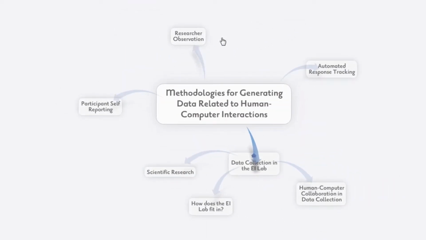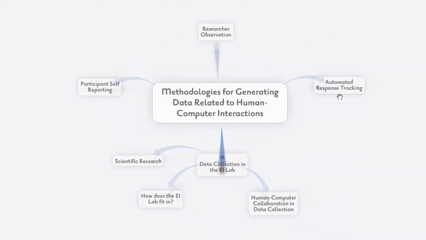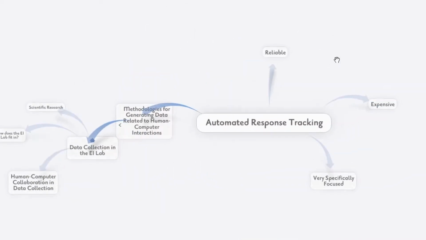Direct observation of activity in a controlled setting often achieves higher levels of reliability, but can be time-consuming and expensive. Automated response tracking systems are also reliable but expensive. Moreover, they are often focused on a very specific dimension, and for that reason may function best to provide supplemental data. Of course, in each case, limitations are contextual and can be mitigated to various degrees.